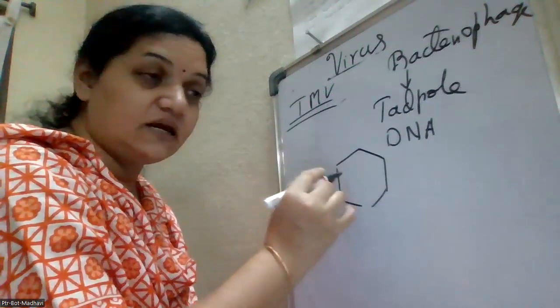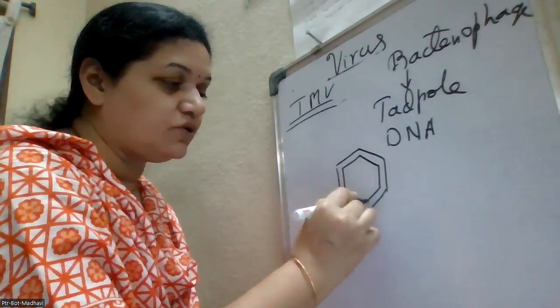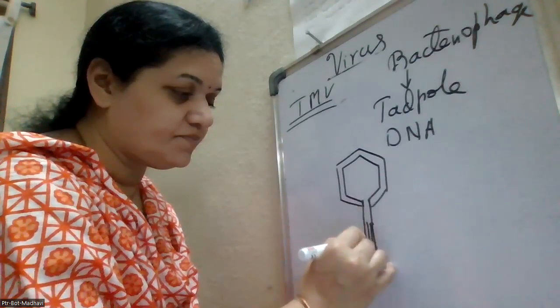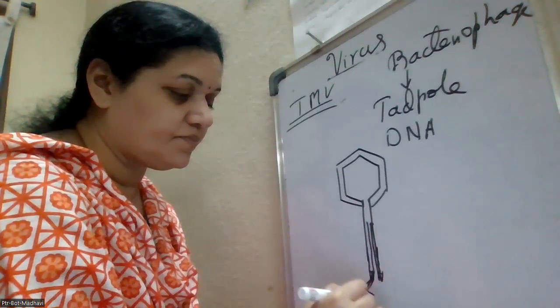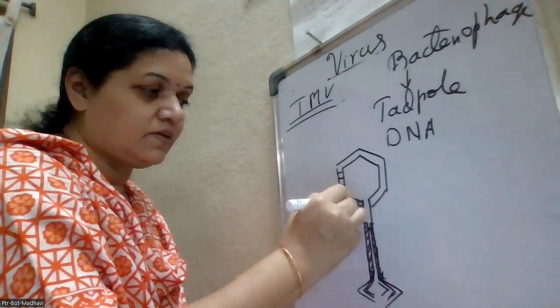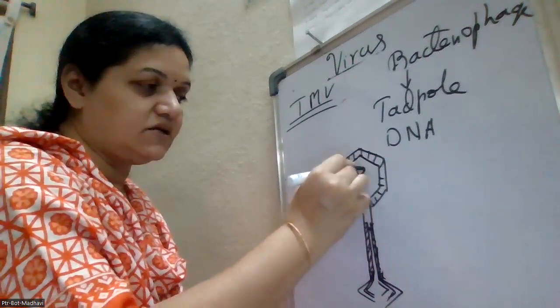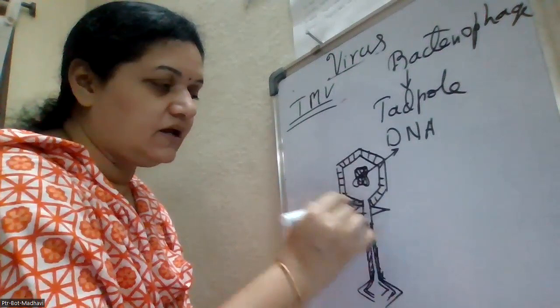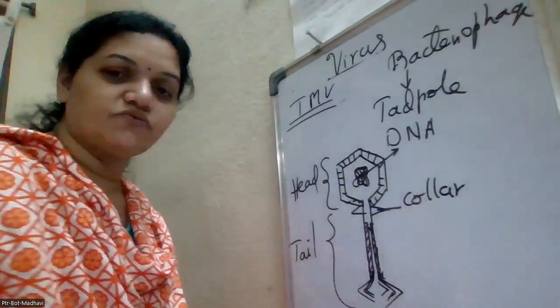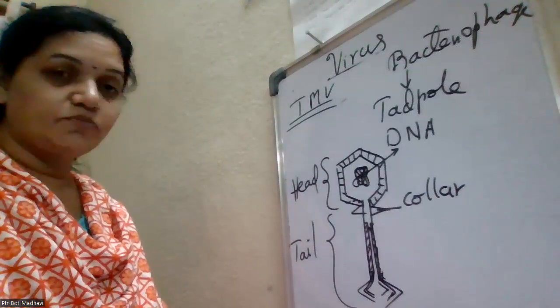The organism can be divided into two parts, the head and the tail. The head is always present in a hexagonal manner, and the tail is present on one side of this organism. In the center, it has the genetic material as DNA, and the head and the tail portions are separated by a specific part called the collar. The functions of the collar are not yet known.